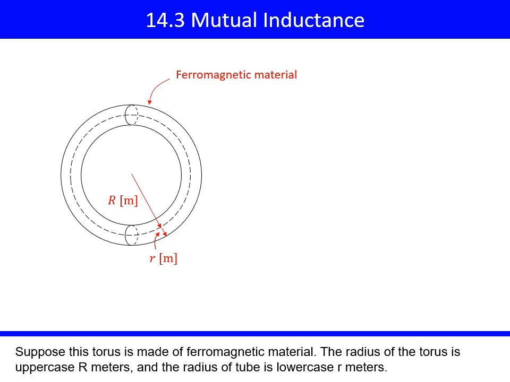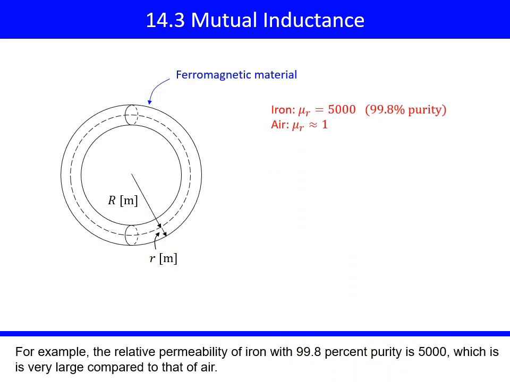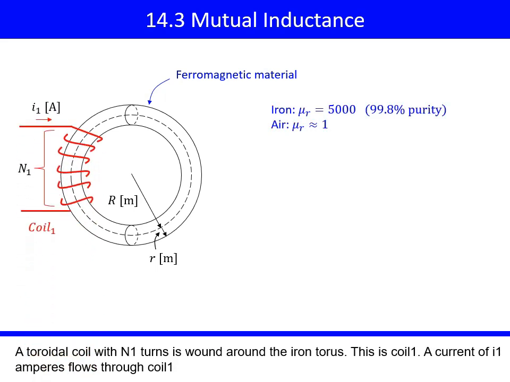Suppose this torus is made of ferromagnetic material. The radius of the torus is uppercase R meters, and the radius of the tube is lowercase r meters. For example, the relative permeability of iron with 99.8% purity is 5000, which is very large compared to that of air. A toroidal coil with N1 turns is wound around the iron torus. This is coil 1. A current of I1 amperes flows through coil 1.